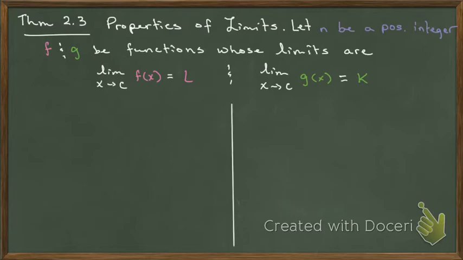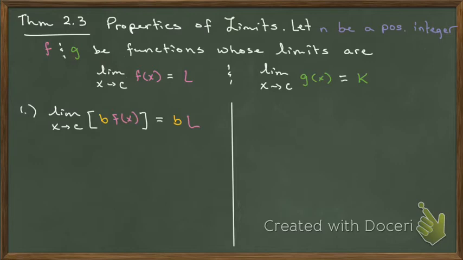The first is that the limit as x goes to c of b, a constant, times f, is just b times L. This is what we call scalar multiplication. I can take a scalar times a function and take the limit of that, and really the scalar just scales the limit, okay? So it's just b times L.